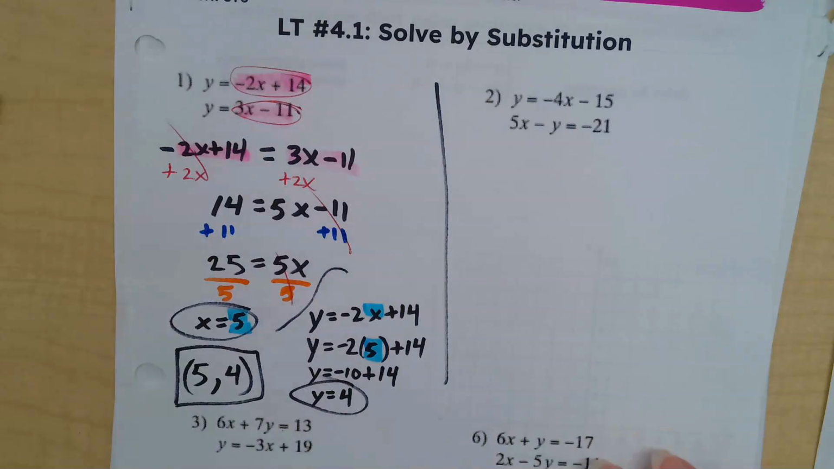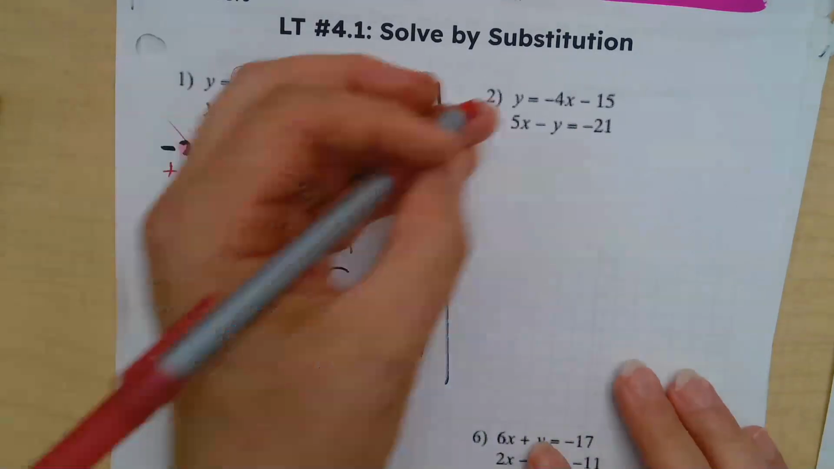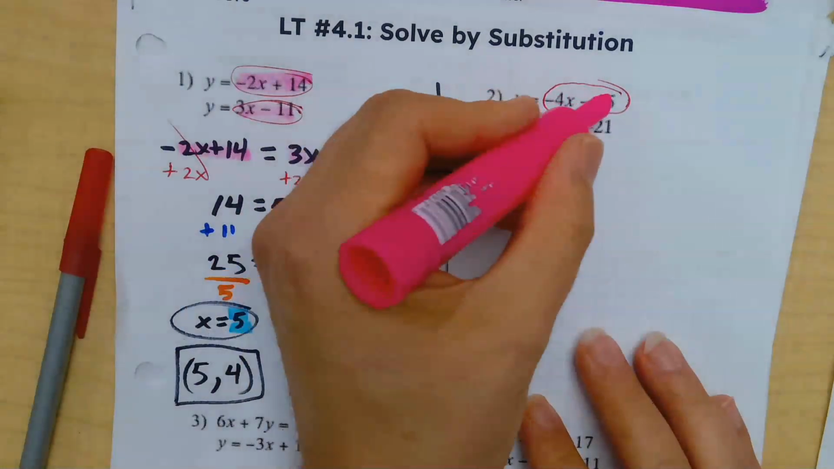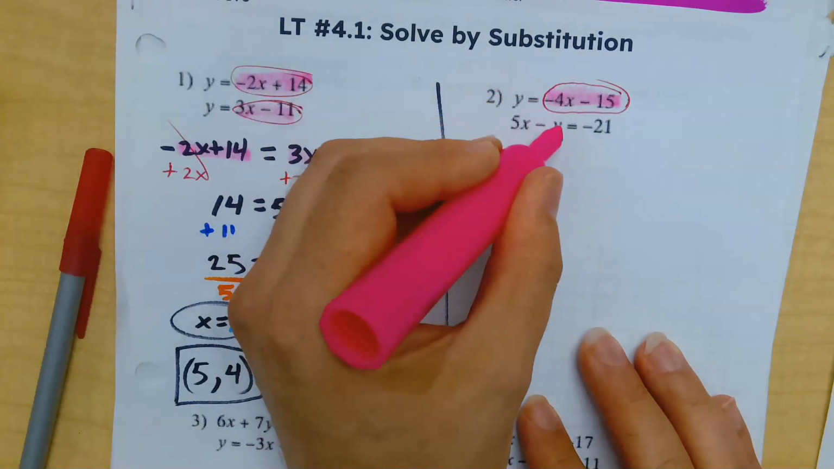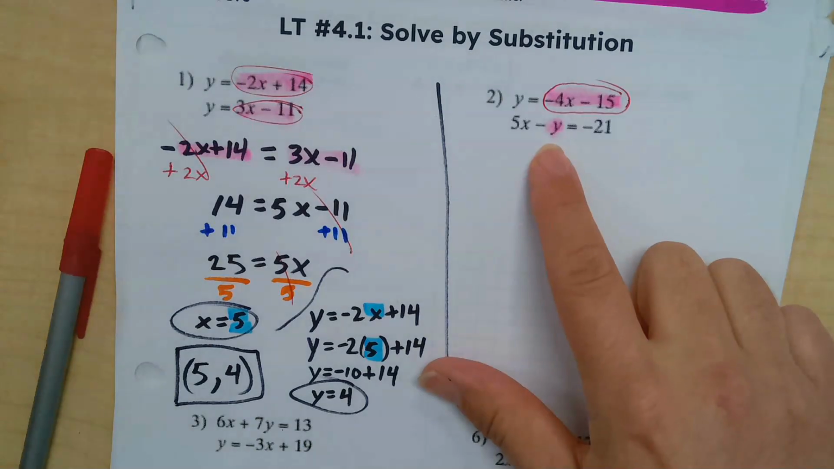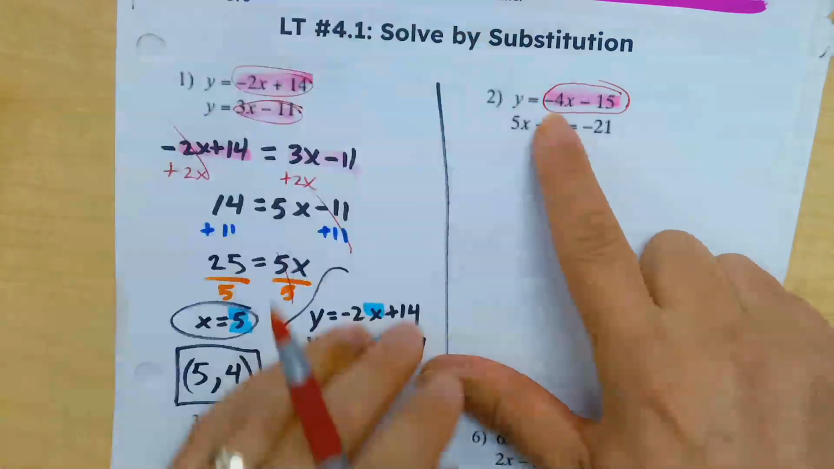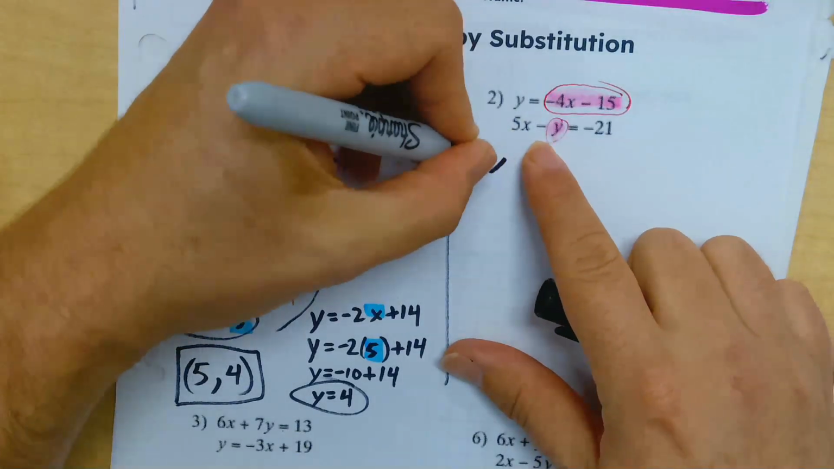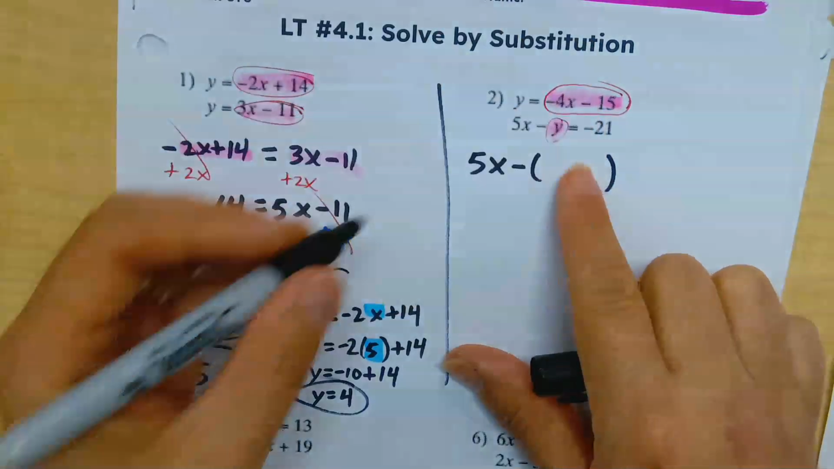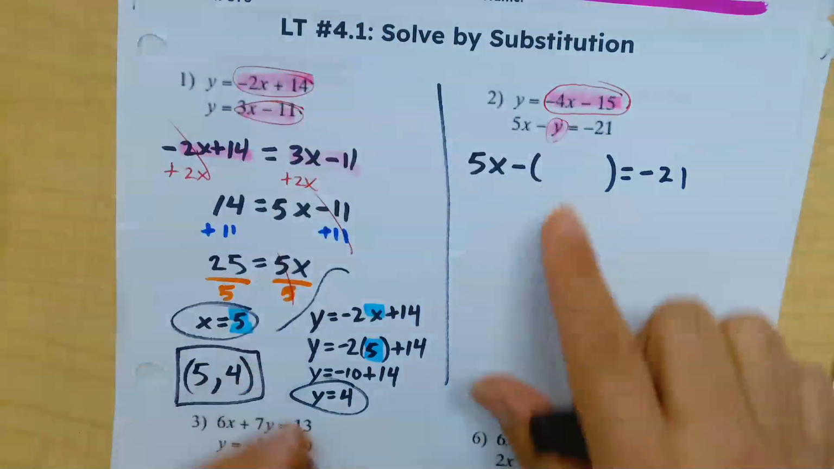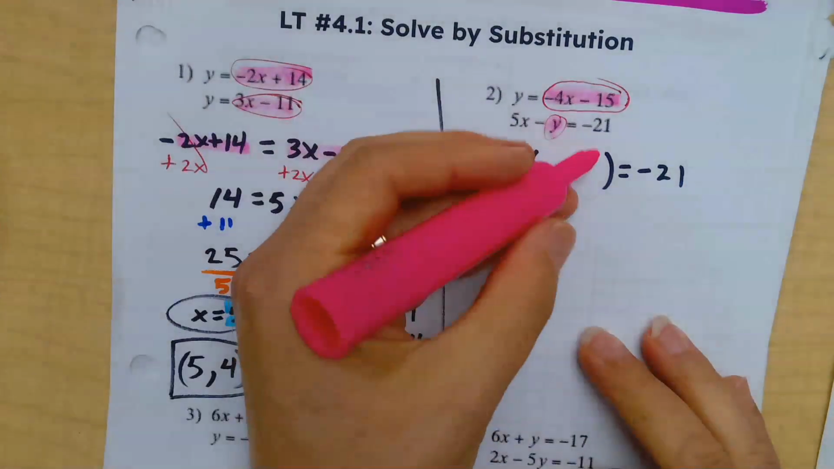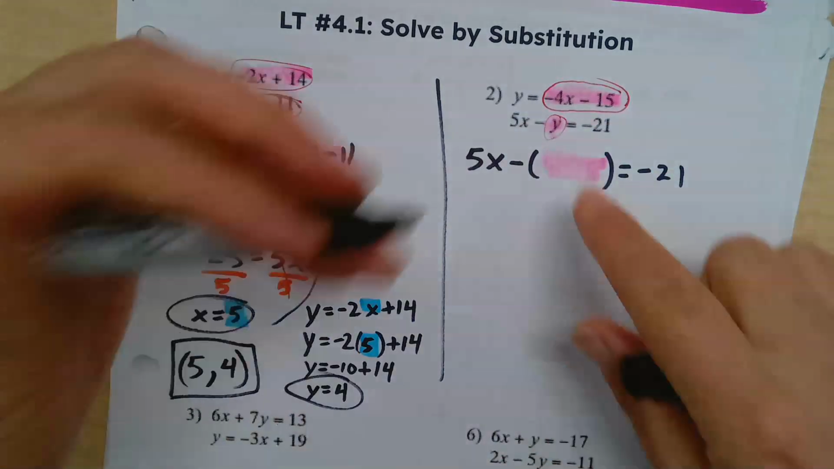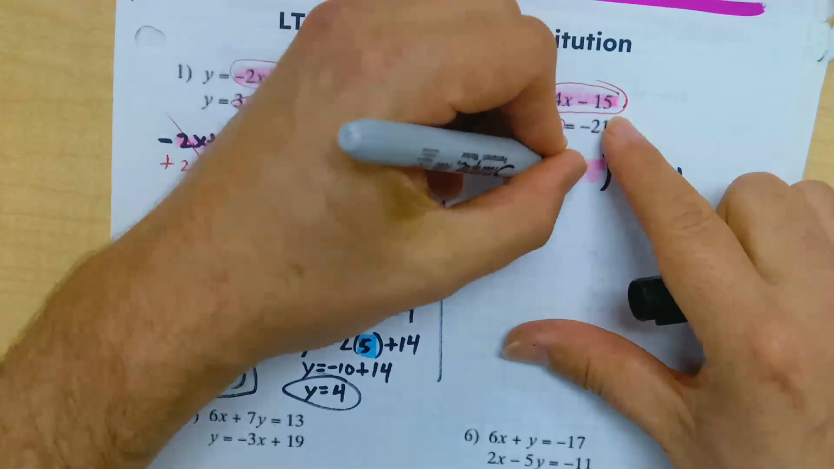So similar to before, we know y is equal to this stuff, and then we have this other equation that's in standard form. So basically what I'm going to be doing here is I'm just going to be replacing y of this equation with the pink stuff. So now I simply rewrite the second equation, 5x minus, I'm going to put a parentheses here, equals negative 21. Okay, and in the parentheses, I'm going to put all that pink stuff. What was the pink stuff? Because that's equal to y. We're going to write in negative 4x minus 15.